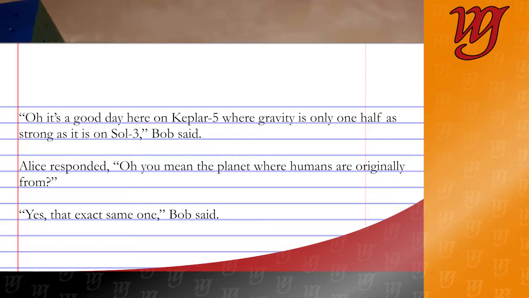"Oh, it's a good day here on Kepler 5 where gravity is only 1/2 as strong as it is on Sol 3," Bob said. Alice responded, "Oh, you mean the planet where humans are originally from?" "Yes, that exact same one," Bob said.